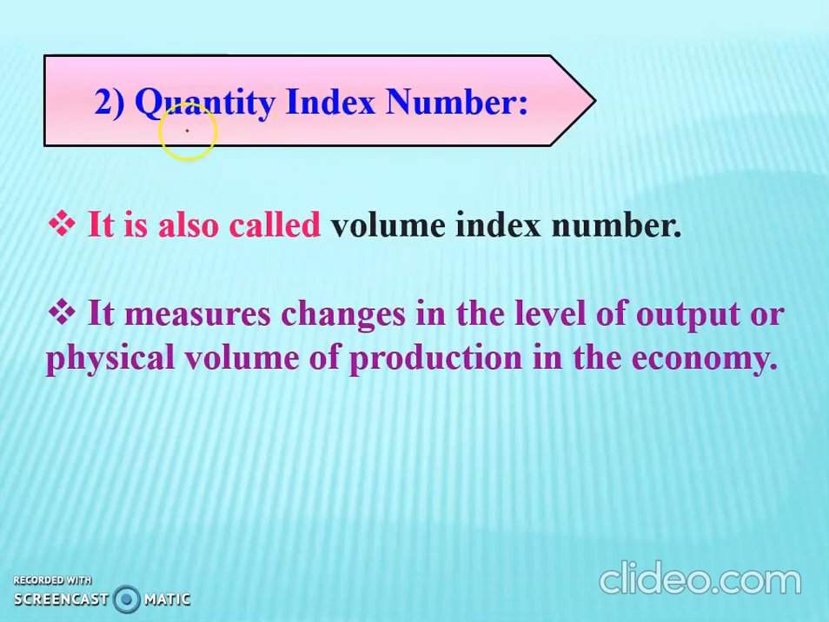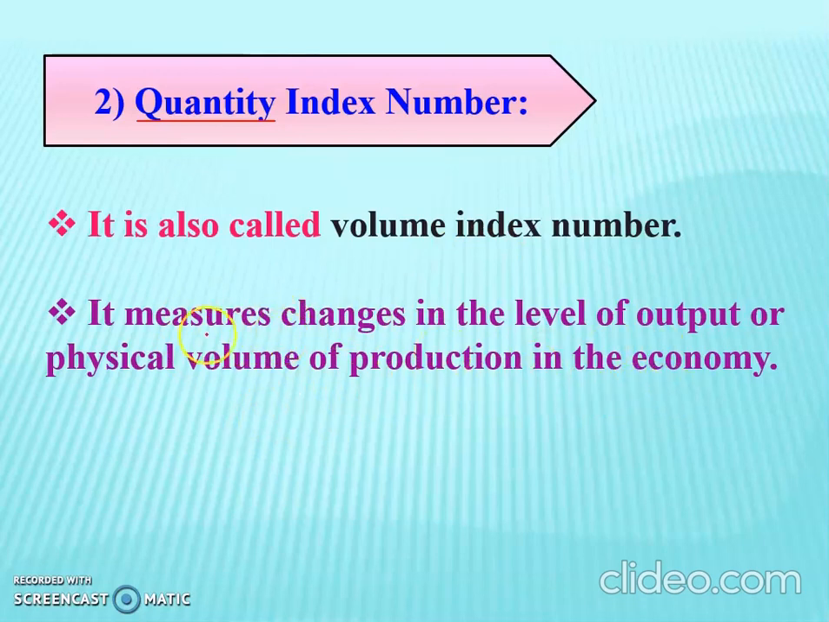Now the second type is known as the quantity index number. Now here, see student, quantity is given. The quantity index number is focused on the quantity of commodities, and we are going to measure the quantity of commodities with this index number. Therefore it is called the volume index number, because we are measuring the volume, the total output or total quantity of the economy. It measures the changes in the level of output or physical volume of production in the economy.